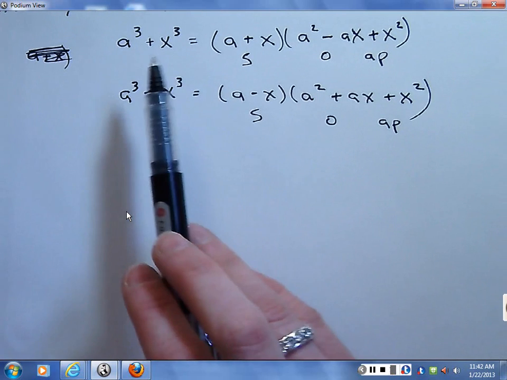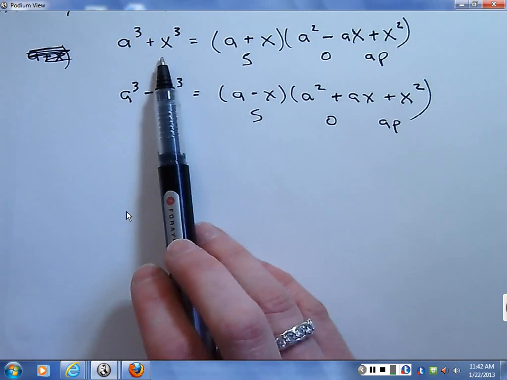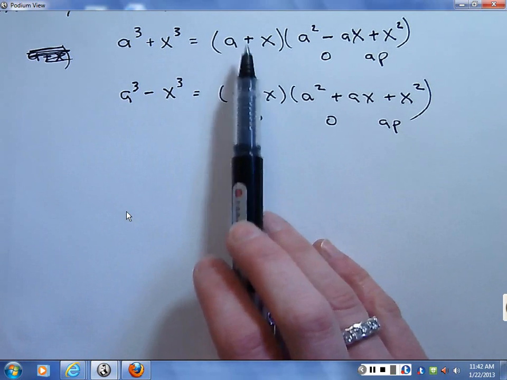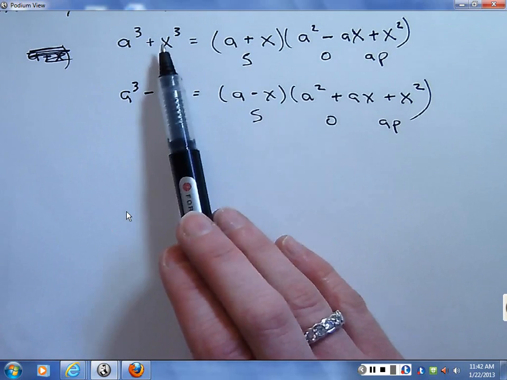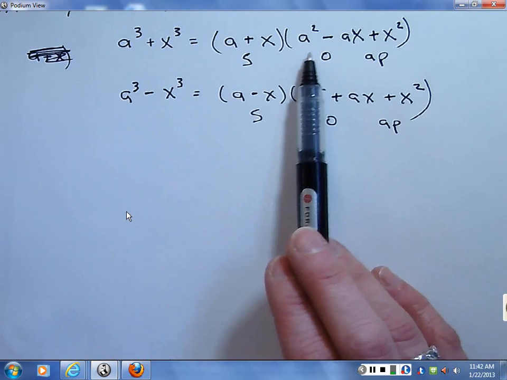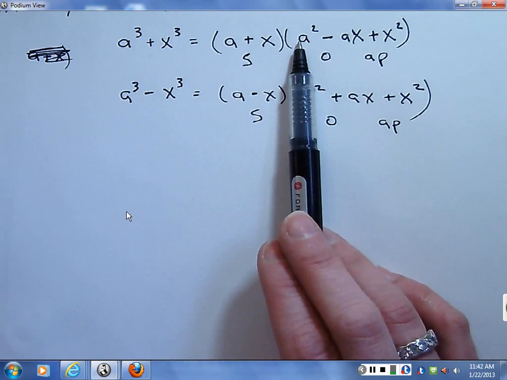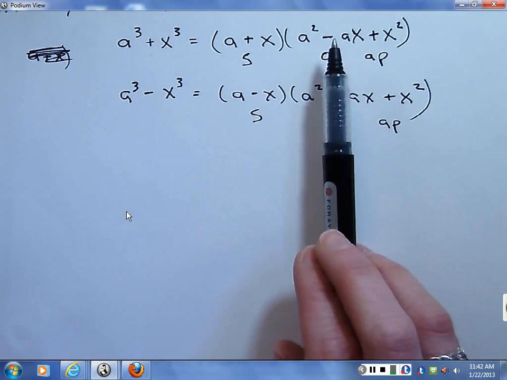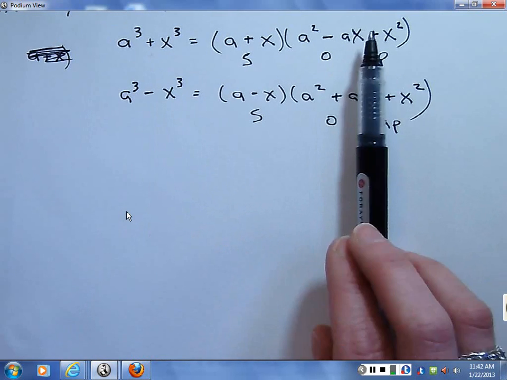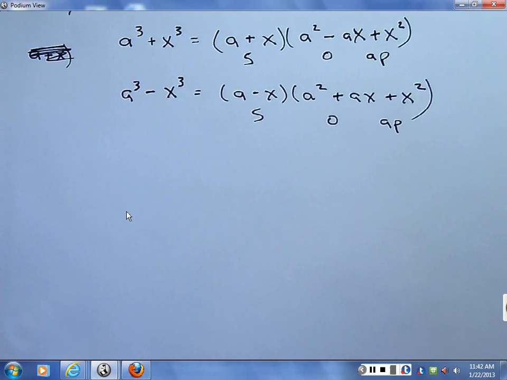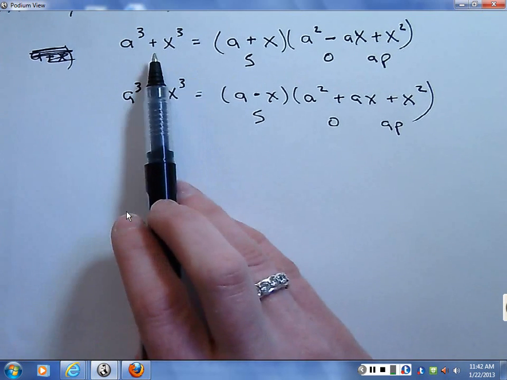So if I'm adding two cubes together, so two numbers that are cubed, then I take the first one plus the second one, and I use the same symbol as was in my original expression. And then the first one squared, opposite, so the opposite symbol. So here it's a minus, here it's a plus. And then the last one is always positive. So if you FOIL that out, you get A cubed plus X cubed.